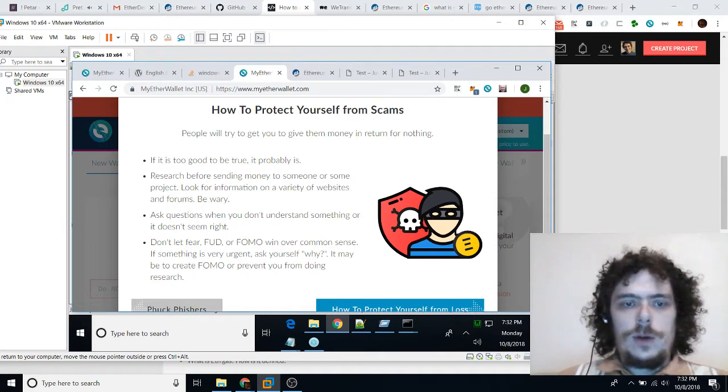Don't let fear, FUD, or FOMO, which is fear, uncertainty, and doubt, and I'm not sure what FOMO means, win over common sense. It's the good kind of FUD, though. It's the other side. It's the opposite one. If something is very urgent, ask yourself why. It may be to create FOMO or prevent you from doing research.